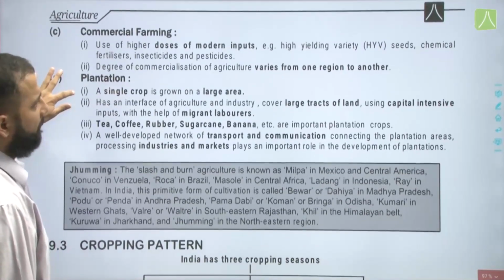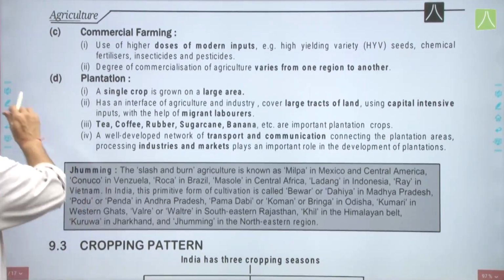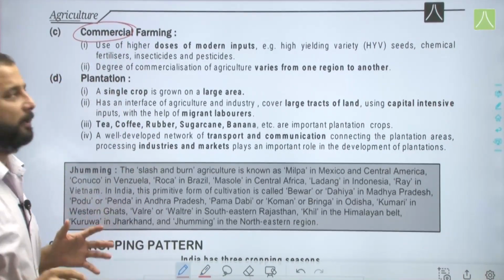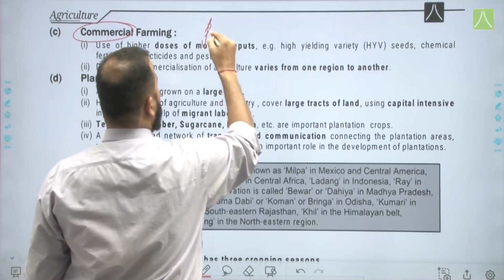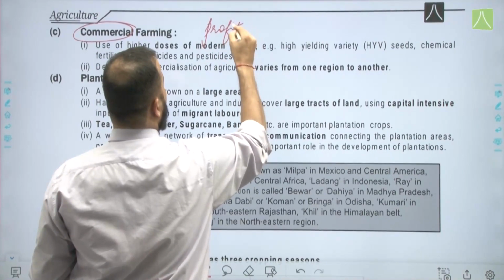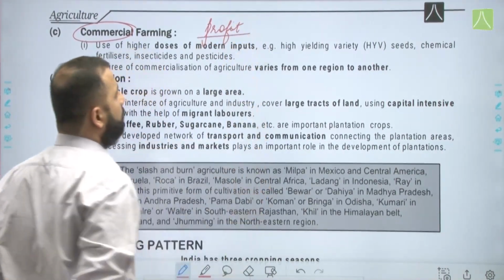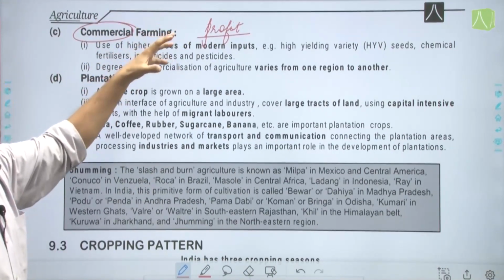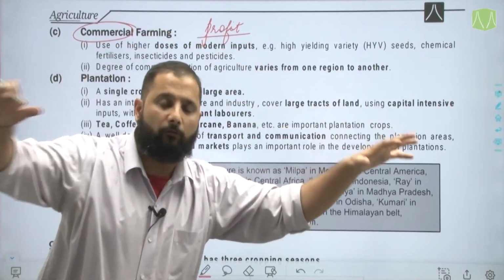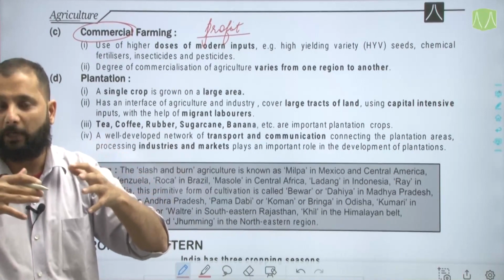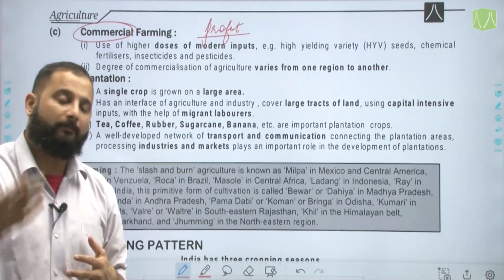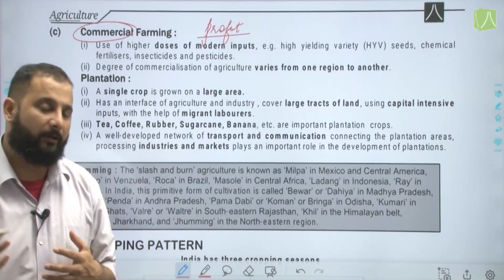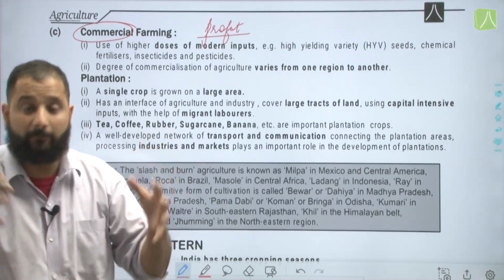Next is commercial farming. As the name suggests, it is done for commercial purposes. The main purpose is profit, to earn profit, that is, to sell in the market. Because you are doing it for profit, the land available with you will be much bigger. Apart from that, modern methods will be used. It will be labor intensive, so more labor will be used. Apart from that, more capital will be used.